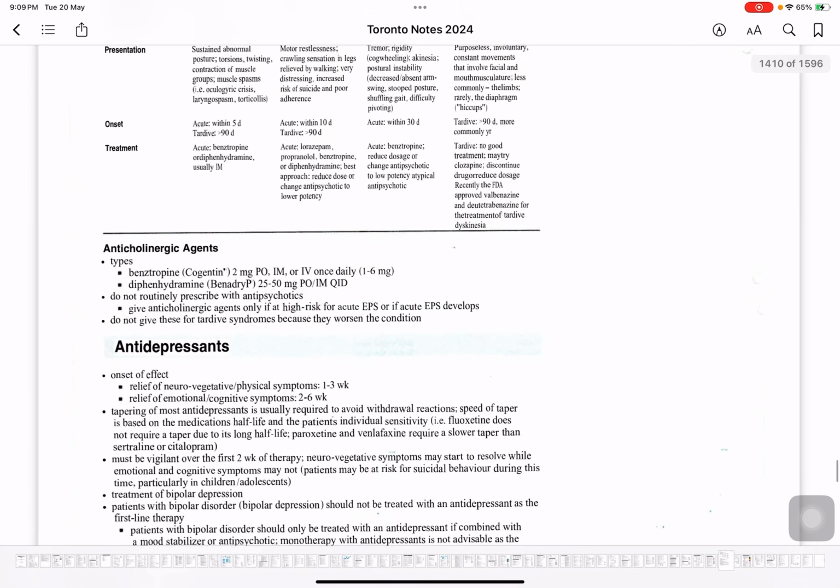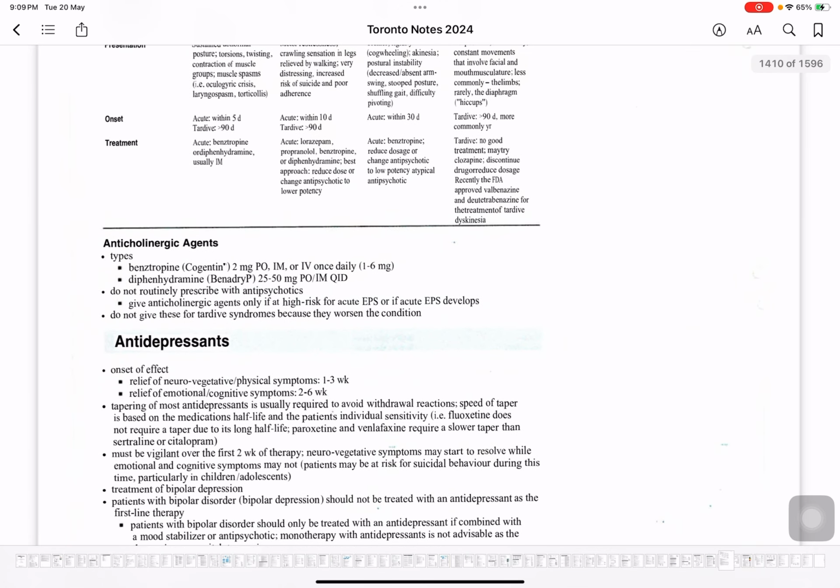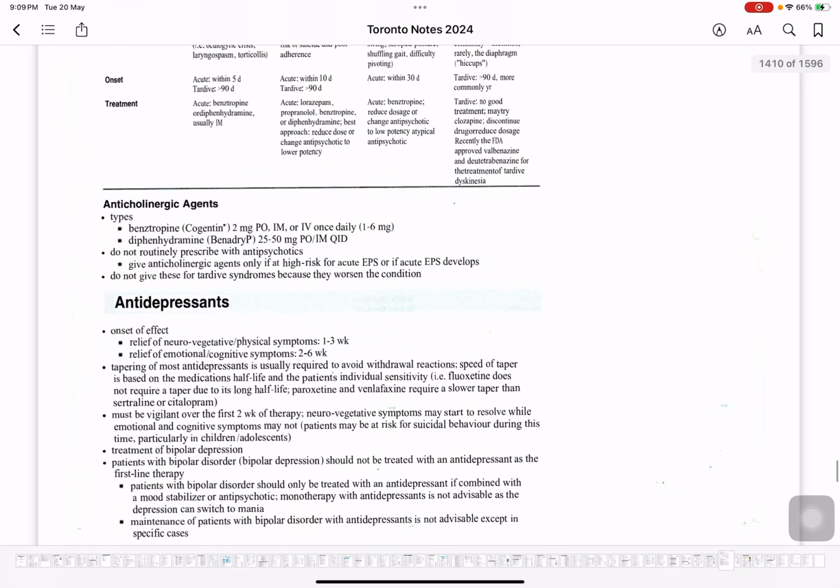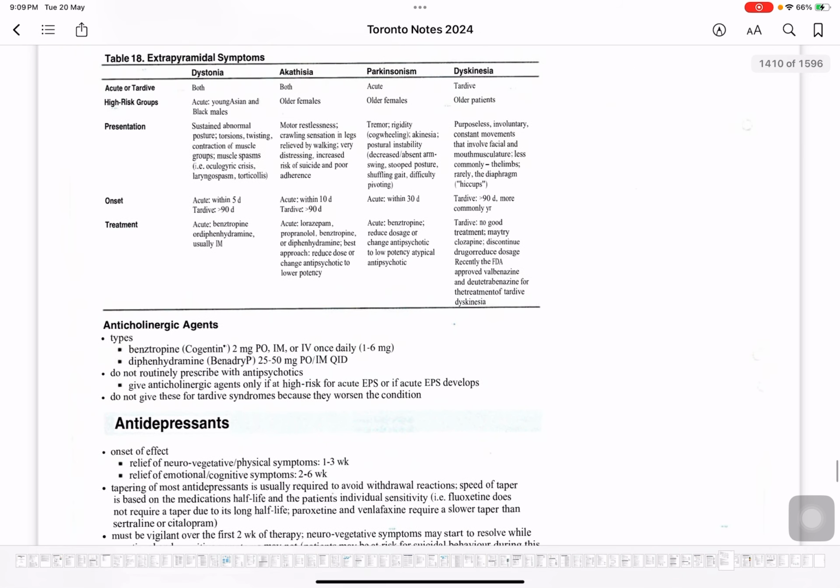Moving on to the anticholinergic agents. Typically benztropine 2 milligrams per oral, IM, IV once daily, or diphenhydramine 25 to 50 per oral, IM. Do not routinely prescribe with antipsychotics. Give anticholinergic agents only if high risk of acute EPS or if acute EPS develop. Do not give these for tardive symptoms because they may worsen the condition. So you don't have to give anticholinergics with all your antipsychotics. Only give once the patient establishes EPS symptoms, and you don't have to give anticholinergics with tardive symptoms.